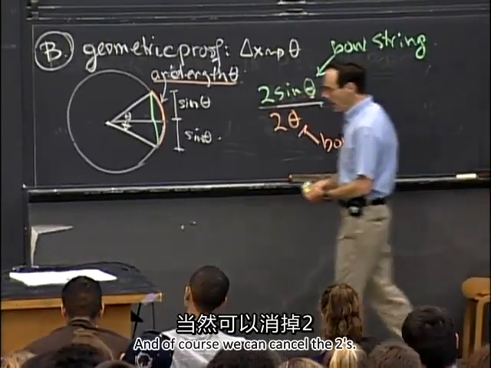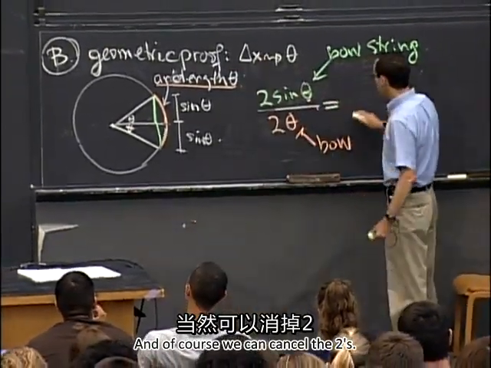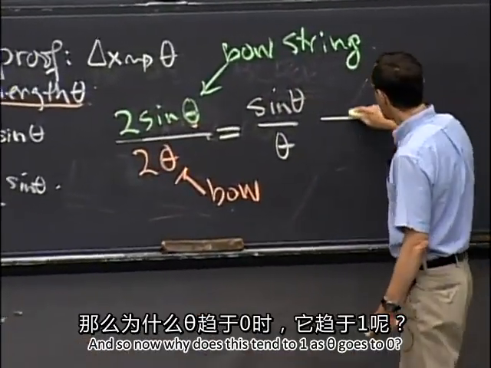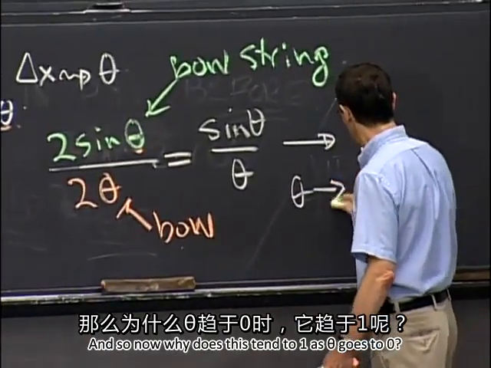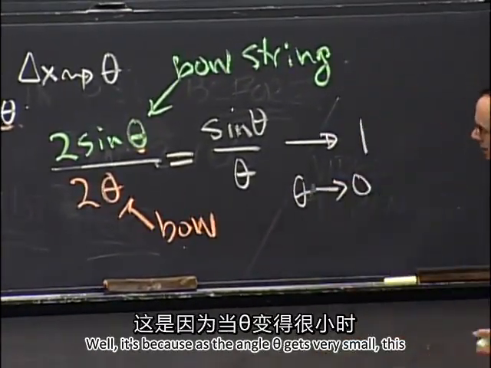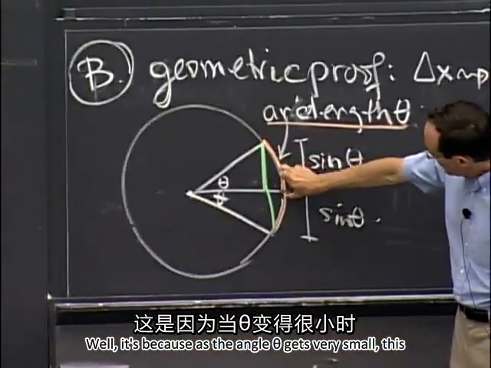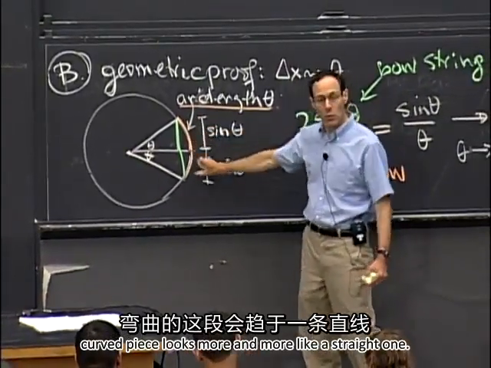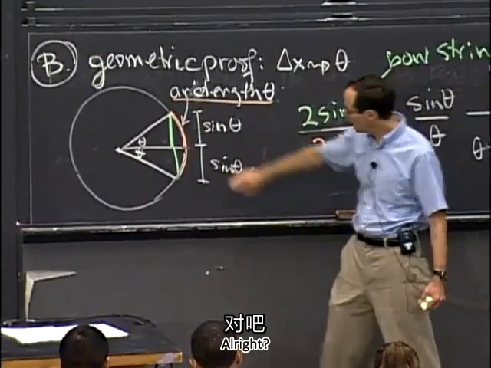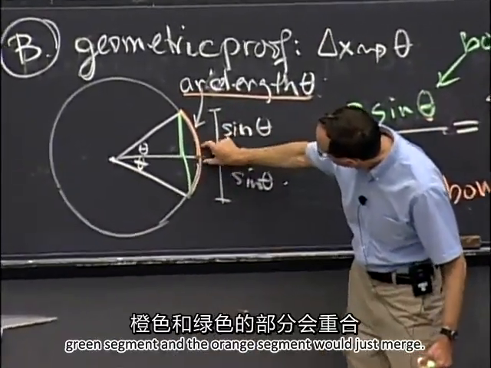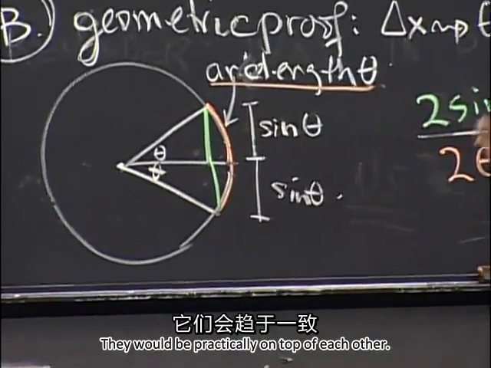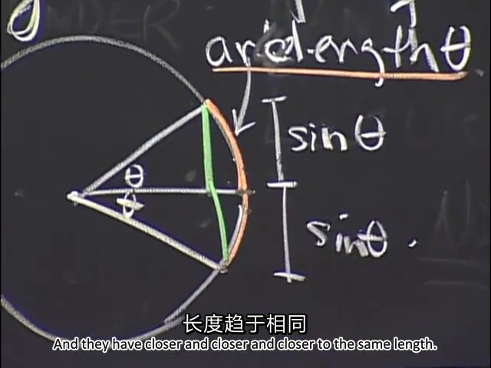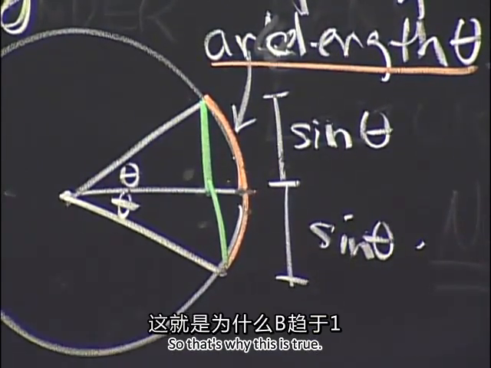All right. And of course, we can cancel the 2's. That's equal to sine theta divided by theta. And so now, why does this tend to 1 as theta goes to 0? Well, it's because as the angle theta gets very small, this curved piece looks more and more like a straight one. If you get very, very close here, the green segment and the orange segment would just merge. They would be practically on top of each other, and they have closer and closer to the same length. So that's why this is true.